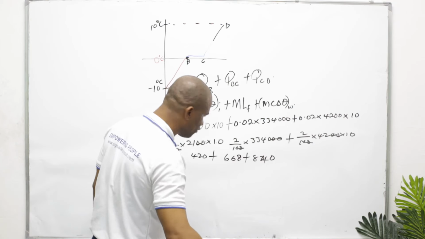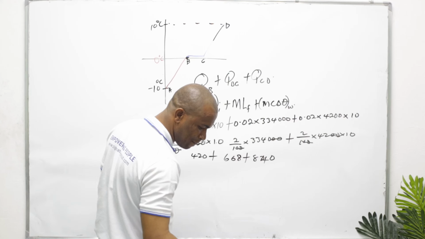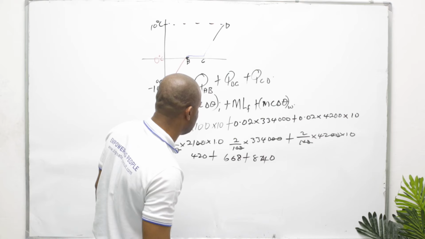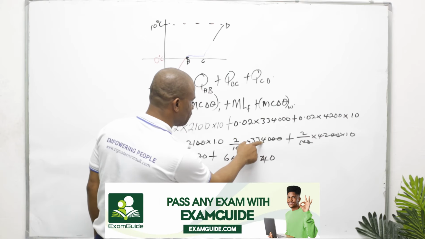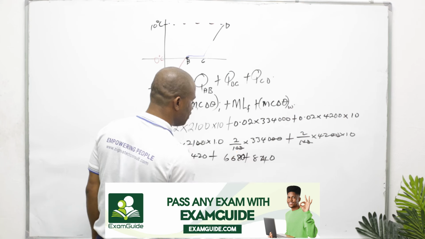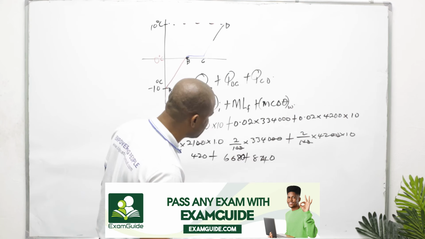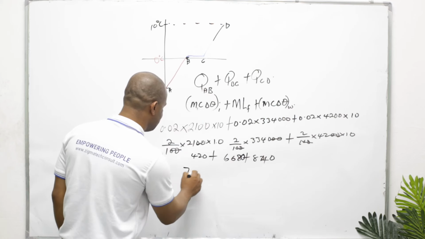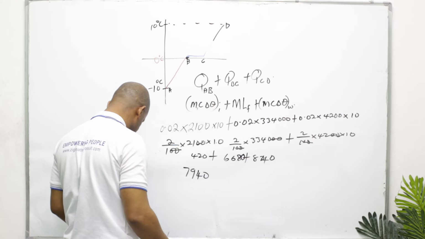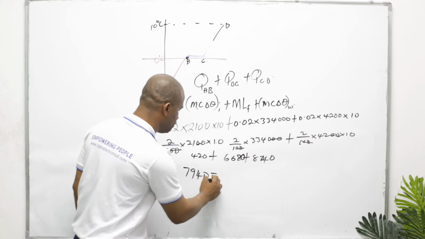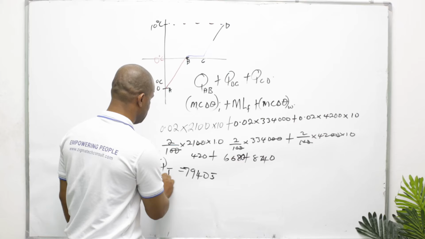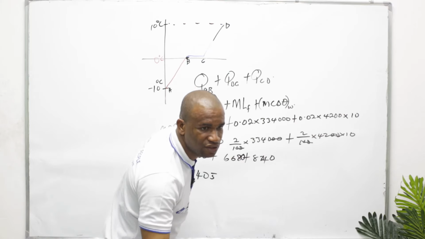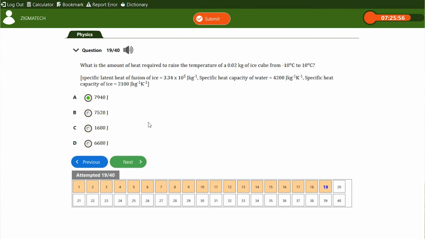So if you add all of them, you have 420 plus 668. Sorry, this is 4 here. I started here, but something that is 0 in here. 6680 plus 840, 7940. 7940 is the total quantity of heat for this to happen. And the option there is option A.